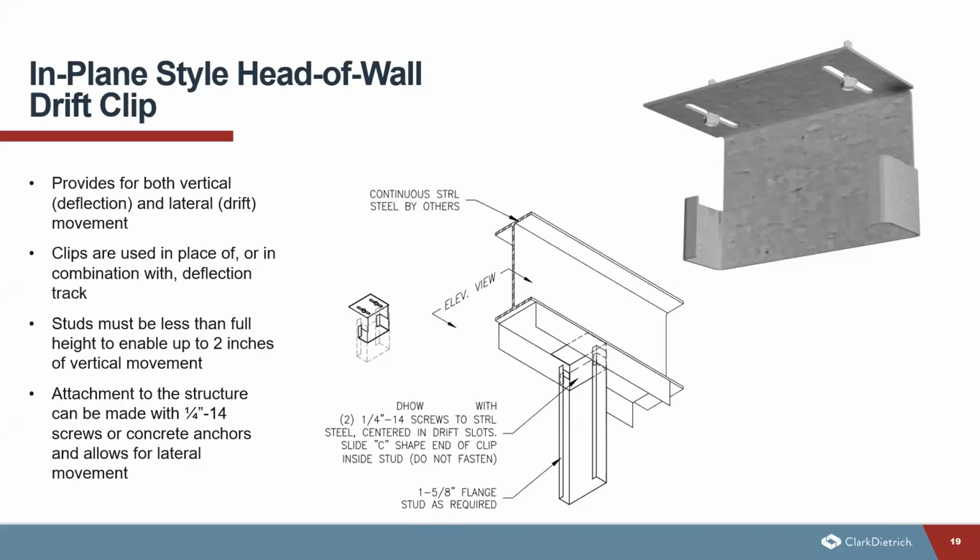Similar to the other connectors, the attachment to the structure can be made with screws or concrete anchors to allow for that lateral movement. So it also comes in 2 different designs. It comes in a light gauge to be designed or installed with structural stud gauges, 20 gauge, 18 gauge, or 16 gauge. And then there is also a heavy gauge that is designed to be installed with structural gauges of 14 gauge and 12 gauge.